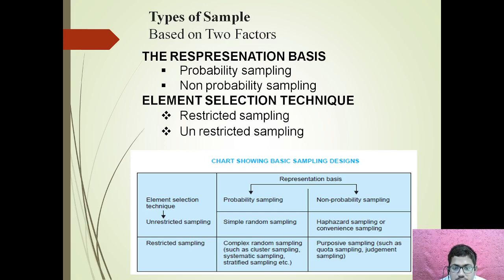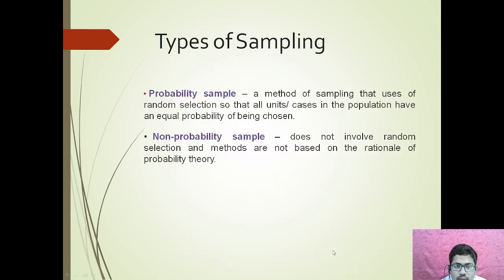Then this chart shows the basic sampling designs, that is, probability sampling and non-probability sampling. The element selection technique is unrestricted. In probability sampling, there is simple random sampling and complex random sampling, whereas in non-probability sampling, there is accidental sampling or convenience sampling, which we will see, then purposive sampling.